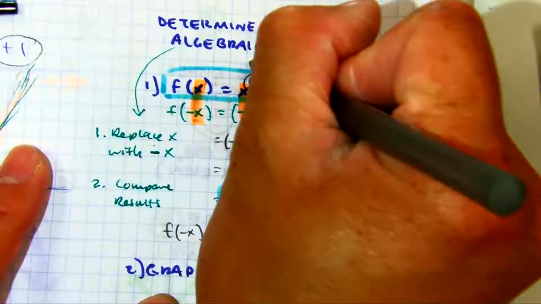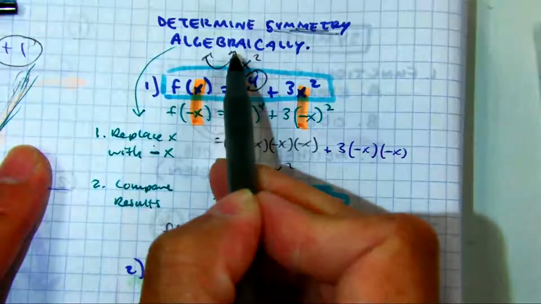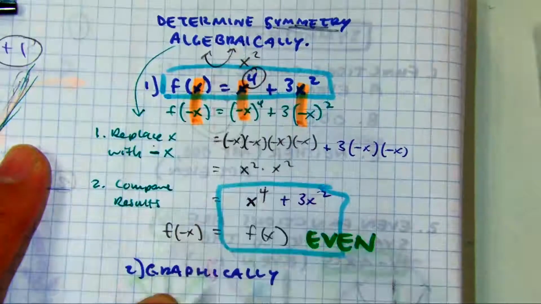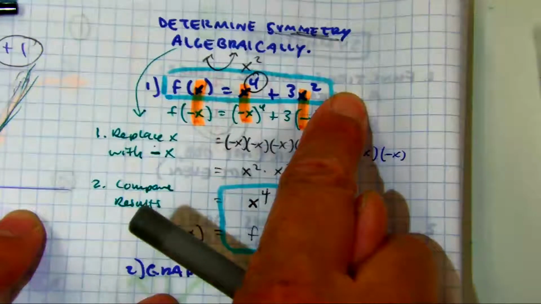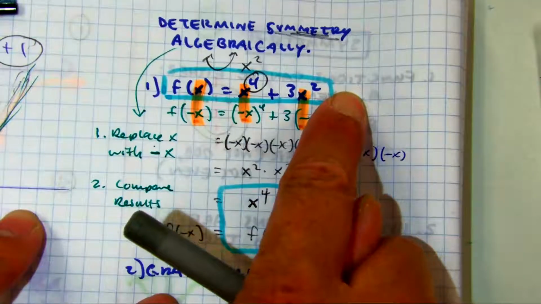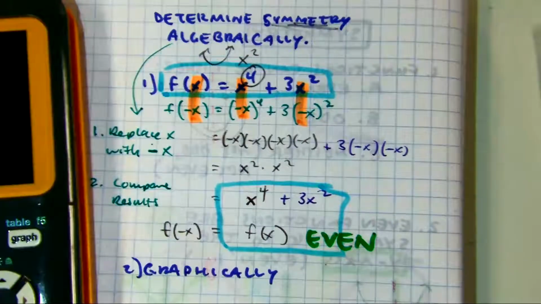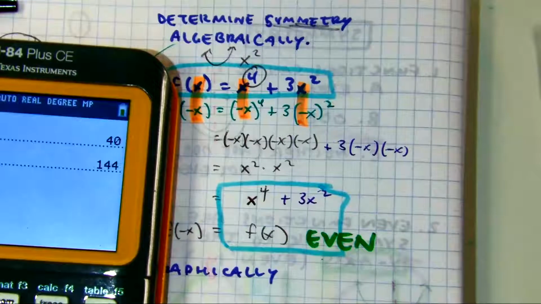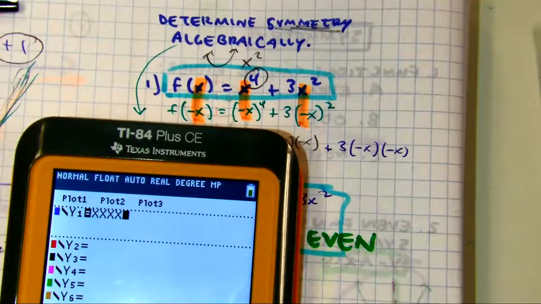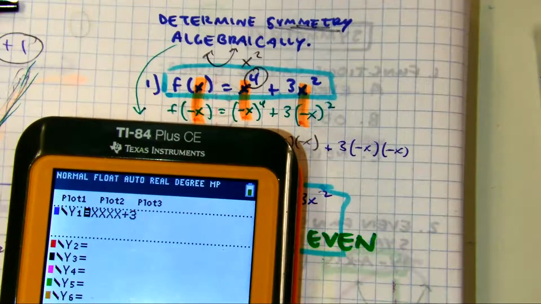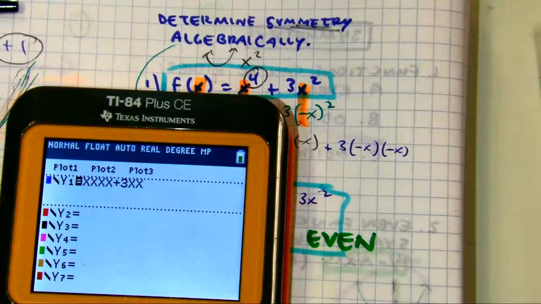The easiest one is x squared, so I know it's going to start up, end up. Does that make sense? Point to the y-intercept. What is it? Zero. So it's going to go through the origin, right? Let's take a look. X to the 4th plus 3x squared, and press zoom 6.